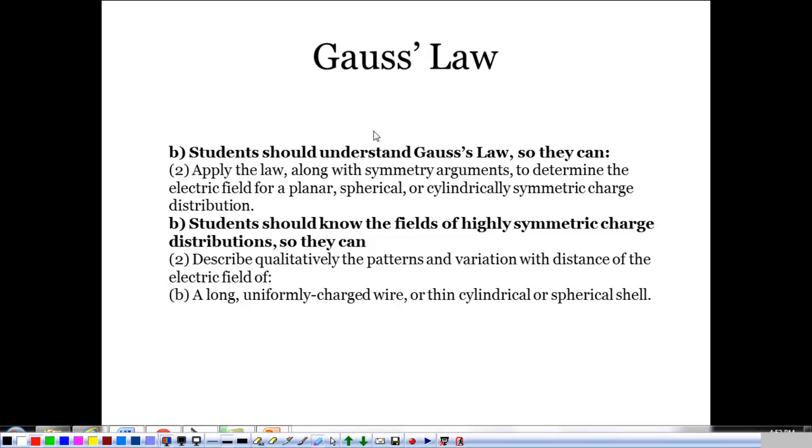All right, we're moving on to Gauss's law. This time we're going for a long, charged, non-conducting cylinder. So this is going to actually be one of the more complicated ones to look at.